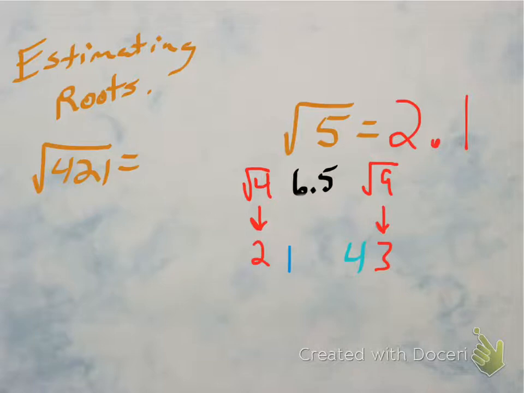Let's do 421. It's a little bit harder. Well, we know that 20 times 20 is 400, so square root of 400 is 20. And so the next whole number would be 21.